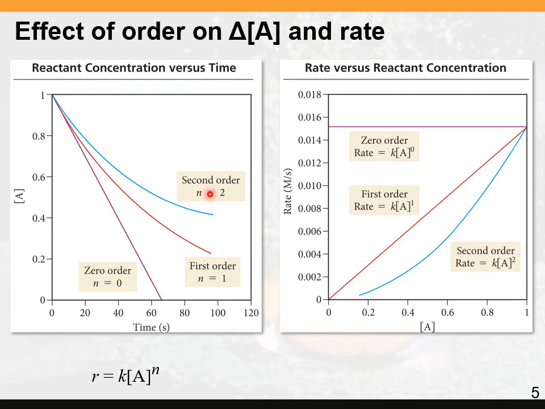A second order reaction starts faster than a first order reaction. It also slows down faster. Rate is related to the square of concentration, so a decrease in concentration affects the rate more dramatically. We can also see the nonlinear relationship between rate and concentration. The power of the concentration term is 2.